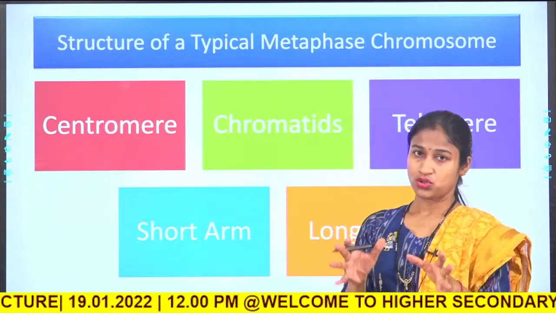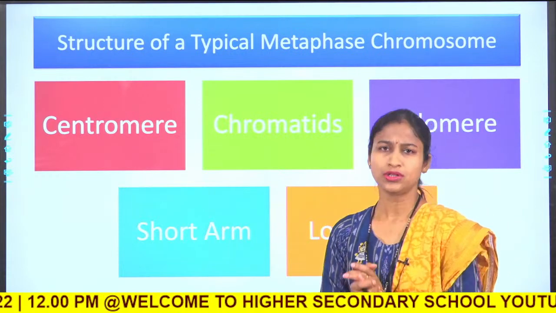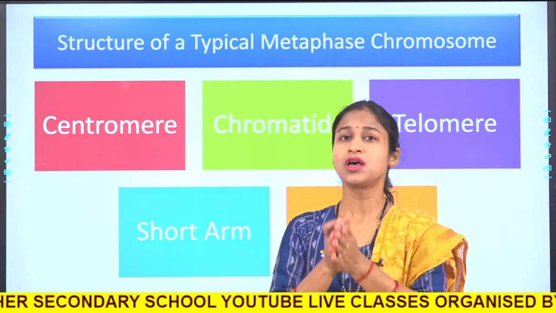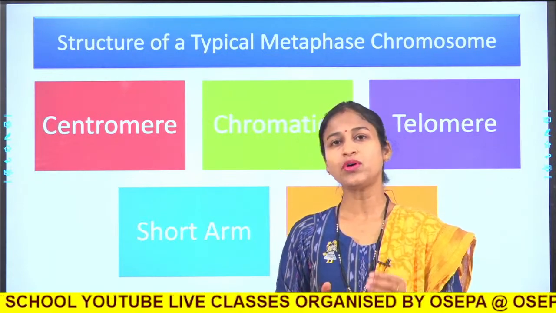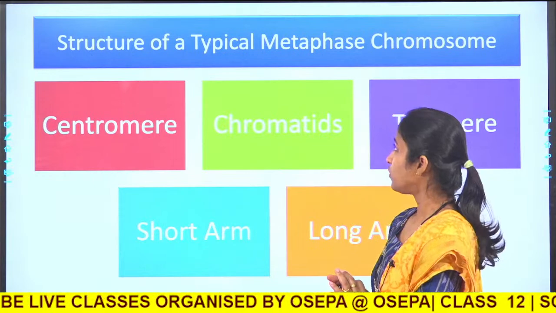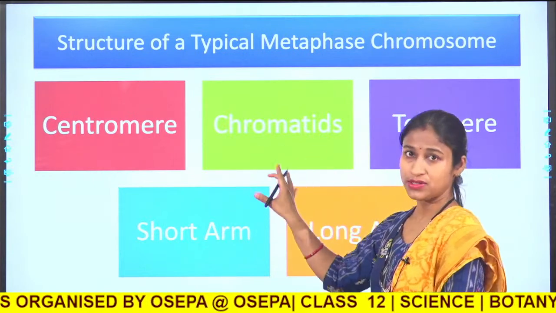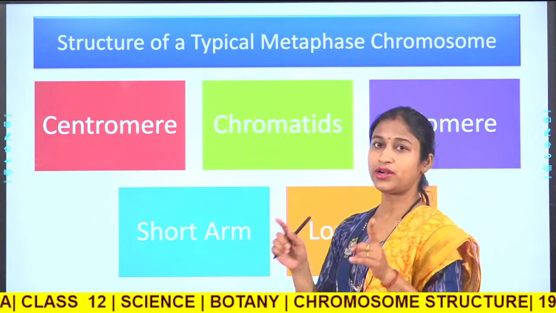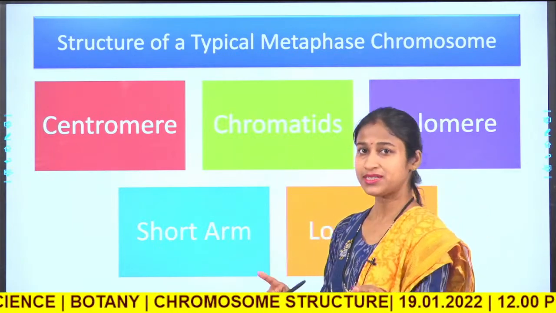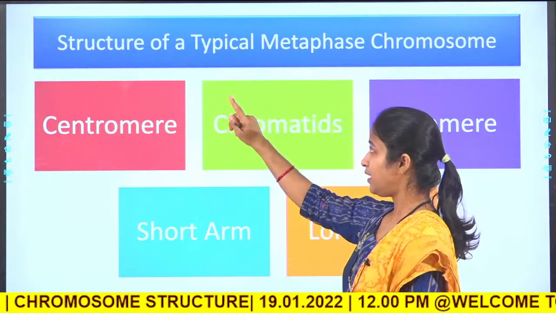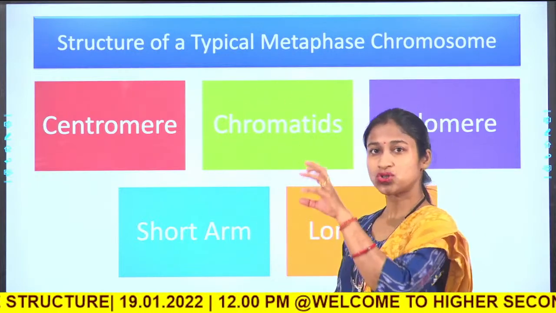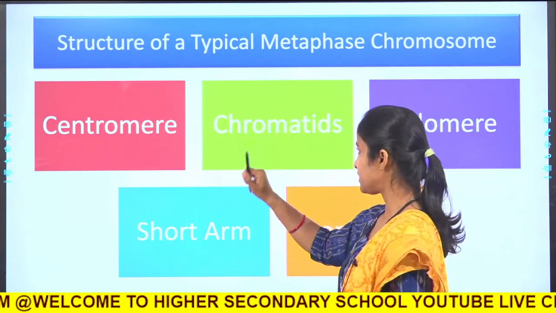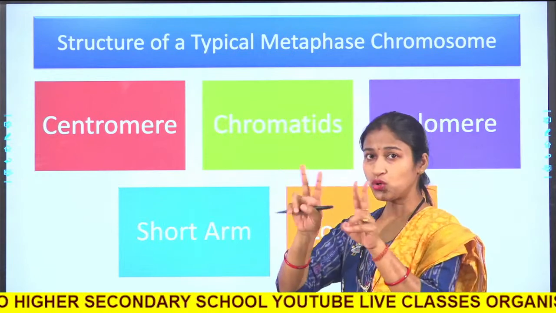Now when we come to the structure of chromosome, generally we consider the structure of the eukaryotic chromosome, because chromosome is a concept of the eukaryotic cell. Regarding the structure, we will go to the diagram. There is a centromere, and there are two chromatids at the metaphase stage, as you can see in the heading: this is the structure of a typical metaphase chromosome. The centromere holds two chromatids.